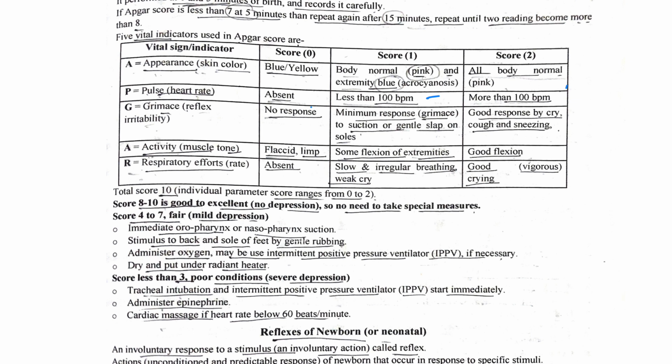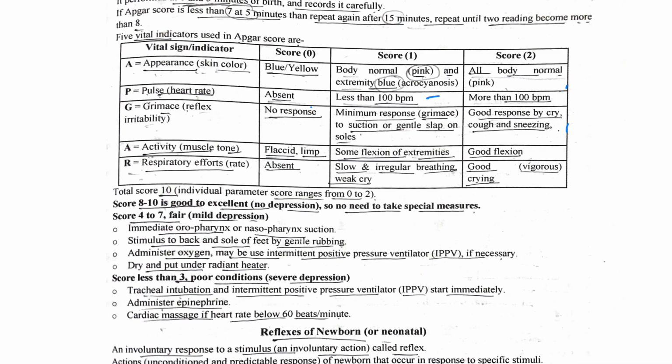Next, G for grimace reflex, reflex or irritability. Score 0, no response. Score 1, minimum response, grimace to suction or gentle slap of the soles. Good response by crying. Score 2, cough and sneezing.